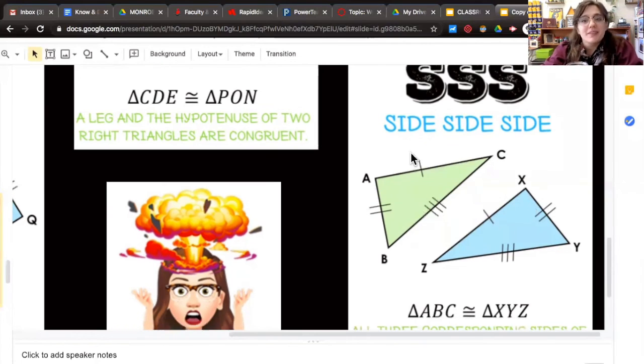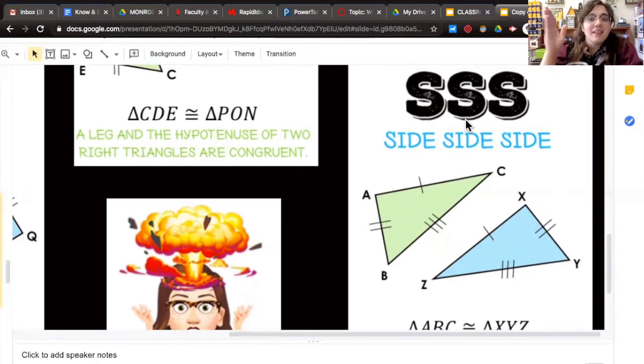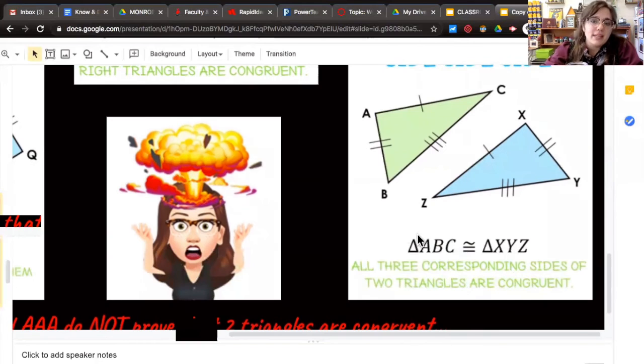Anyway, so side, side, side, get back to that. That means you're given 3 sides on 2 different triangles. They're the same. If this is 3, 4, and 5, this is also 3, 4, and 5 every time. We can state beyond a shadow of a doubt that those 2 triangles are, you guessed it, congruent.